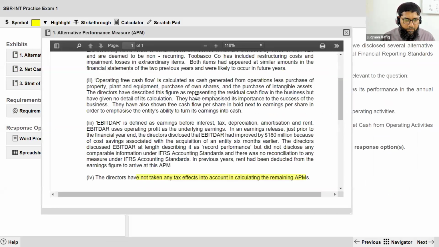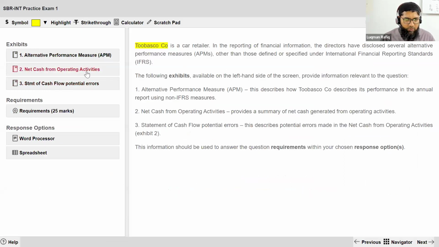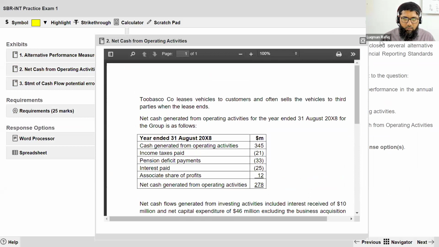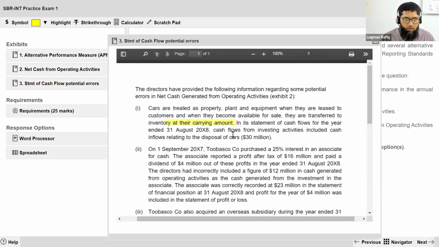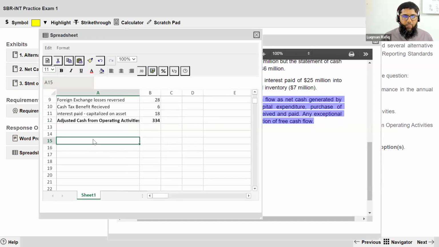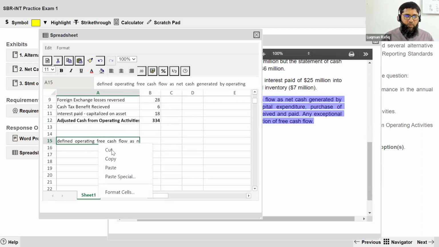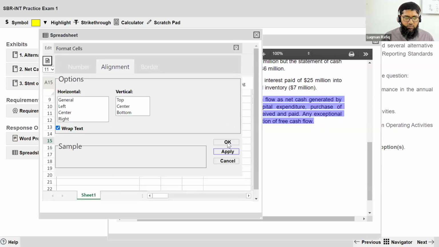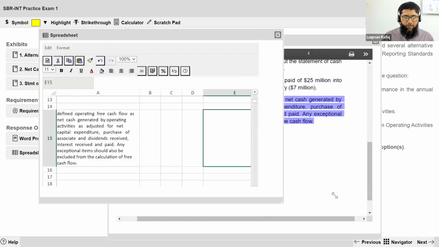Okay, let's just see. Where's the Note 6? Am I missing something? Okay. Toobasco has defined operating free cash flows as net cash generated by operating activities as adjusted for the net capital expenditure, purchase of associate, and dividend received, interest received and paid. Any exceptional items should be excluded from the calculation of the free cash flows. So I'm just copying it here and pasting it here. Format cells, alignment, wrap text. Okay. This is what they have defined.